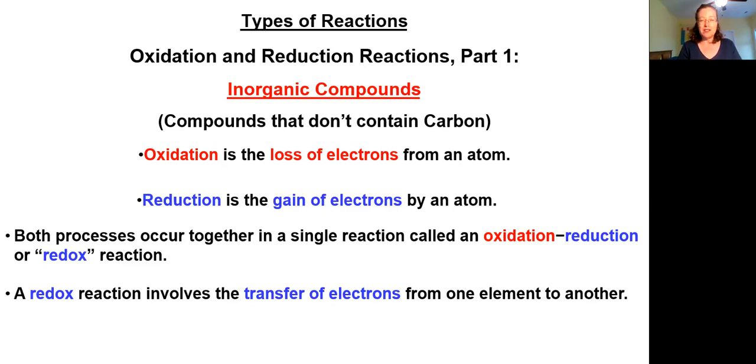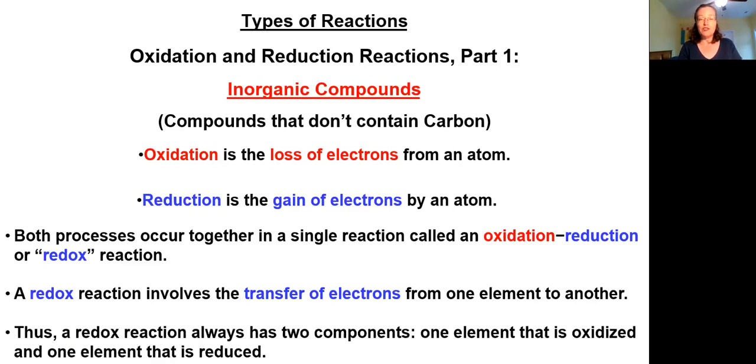Now, we saw something like this when we formed ionic bonds, but this is a little bit different because we won't necessarily create new bonds between the guys who have lost electrons and gained electrons. They may just stay with their own group that they came with, but it will be the same electrons that are lost by one element that are gained by another element. The redox reactions always have two components. One element that's oxidized, that loses electrons, and one element that is reduced, that gains those electrons. Okay.